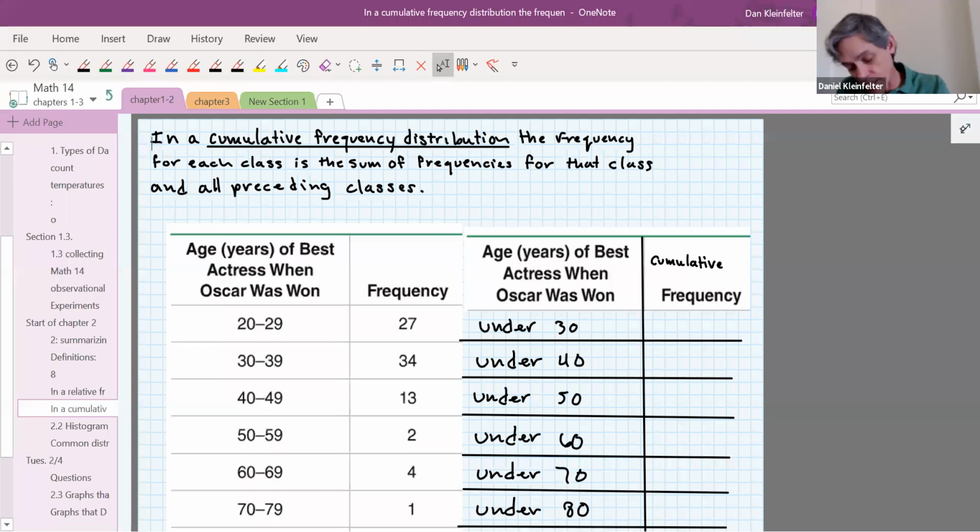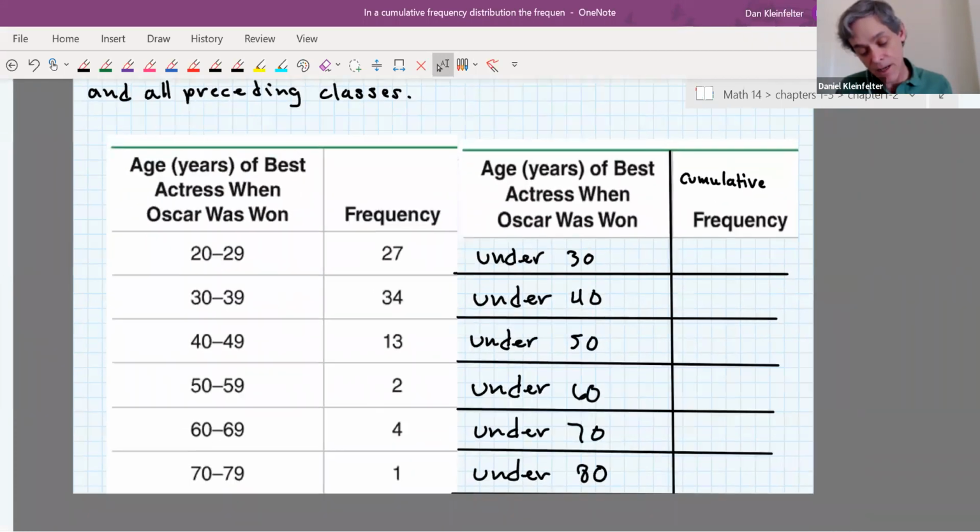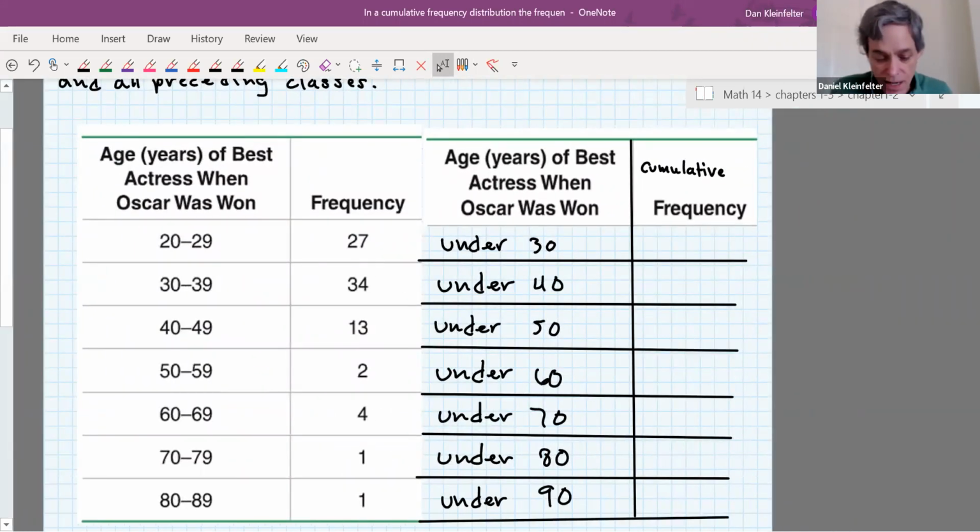Next, a cumulative frequency distribution. You can think of what a cumulative test is, right? It covers everything up to a certain point. Cumulative means just that, and a cumulative frequency distribution will add up all of the frequencies for that class and the preceding classes. Sticking with the Oscar winners, there were 27 people in class 1, that is under the age of 30. In classes 1 and 2 together, that would be everyone under 40, everyone between 20 and 29 and 30 to 39. So that's 61.